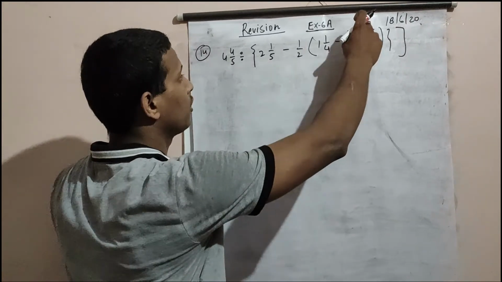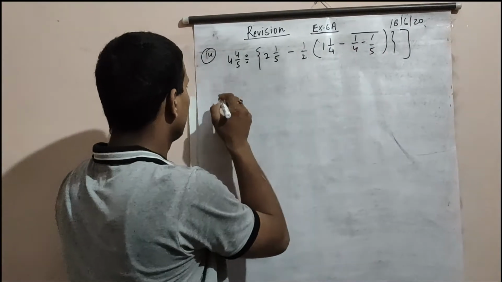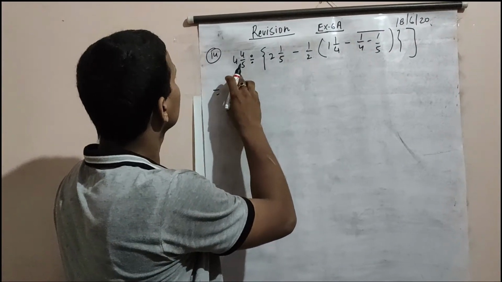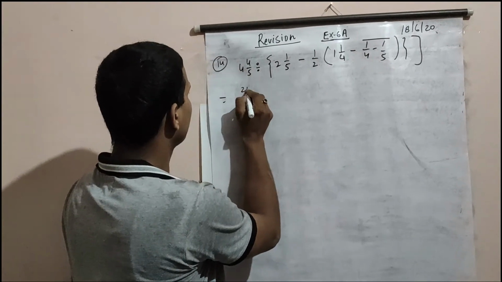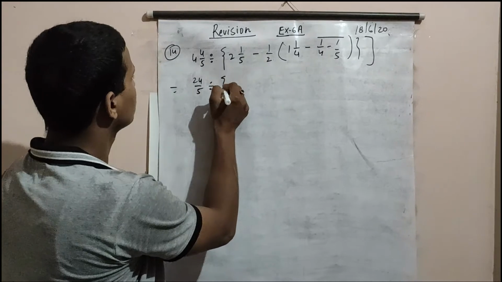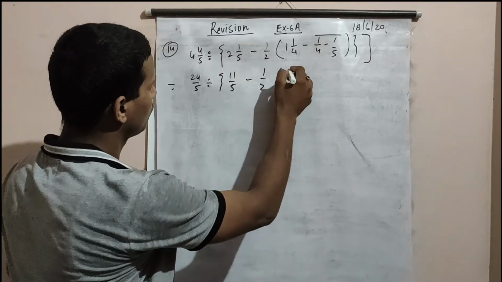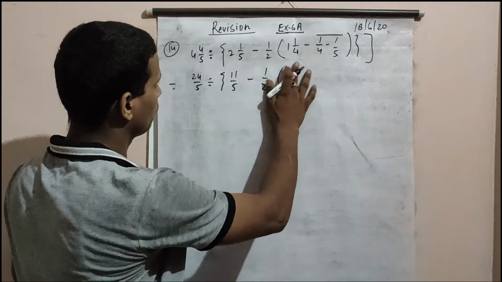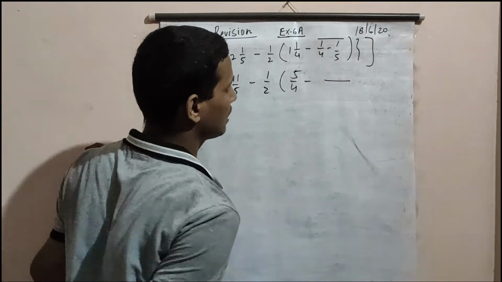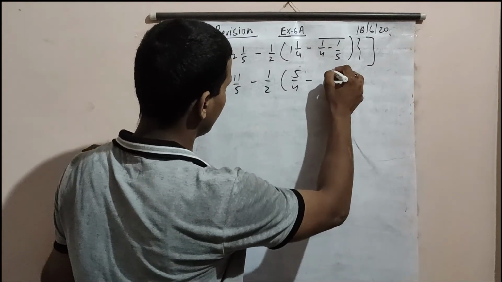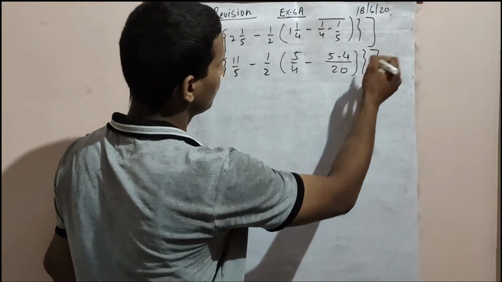So this is bar or vinculum. So first we need to solve this vinculum. And side by side we can apply the improper fraction rule here. 4 5s are 20, 24 by 5 divided by 2 5s are 10, 11 by 5 minus 1 by 2, 1 upon 4, that is 5 by 4, minus. Now LCM of 5 and 4 is 20. So it becomes 5 minus 4. And the bar will be removed.